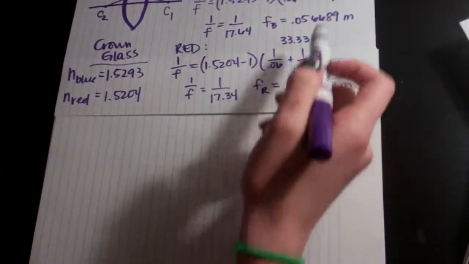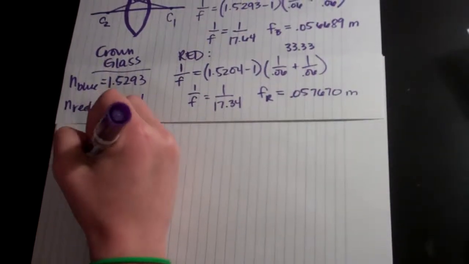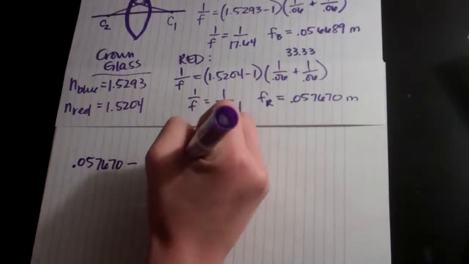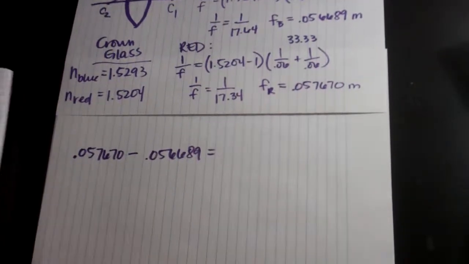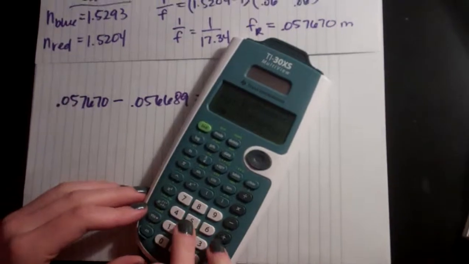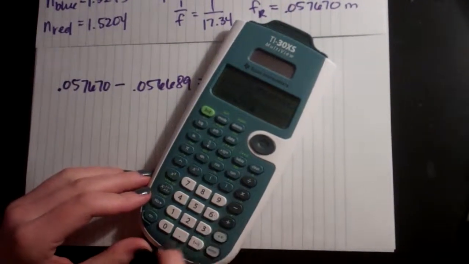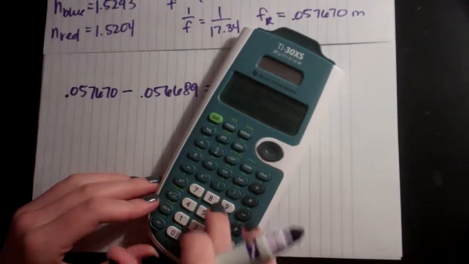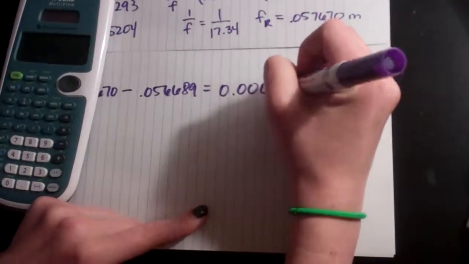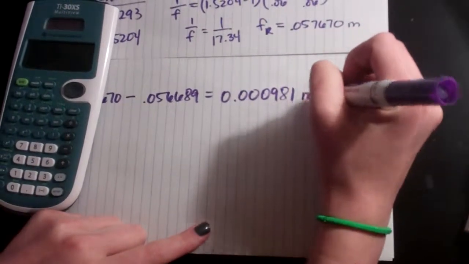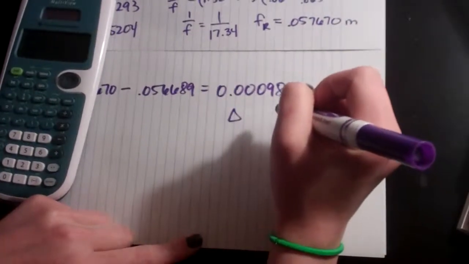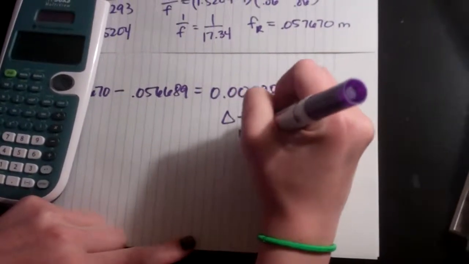I'm going to find the difference between these two focal lengths. And let's just see. I brought my calculator over here, so let's try it out. 0.057670 minus 0.056689, and that equals 0.000981 meters. And that's the difference between those two focal lengths.